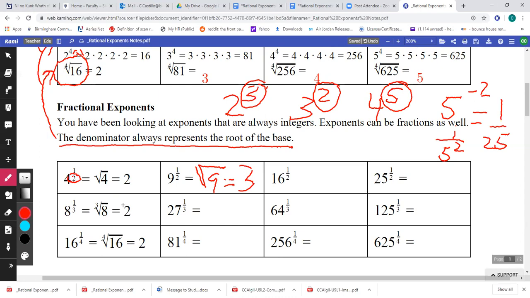So go ahead and try to do the 16 to the 1/2 and 25 to the 1/2. I'll give you a second. You could pause the video and do those on your own. So this is the square root of 16, which is equal to 4. And this is the square root of 25. That's equal to 5.